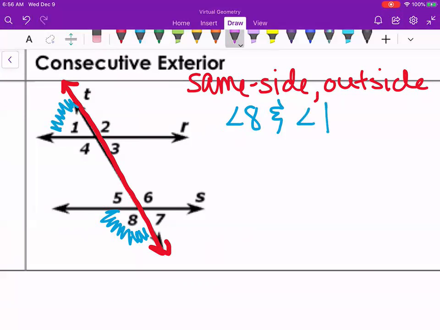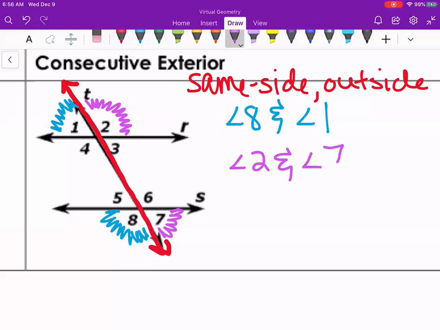All right, now let's do the other pair here. We've got angle 2. Okay, angle 2 is on the right, so it's got to match with either 3, 6, or 7. So it cannot match with angle 3 because those are linear. It cannot match with angle 6 because 6 is on the interior. So the only option that's left is angle 7.